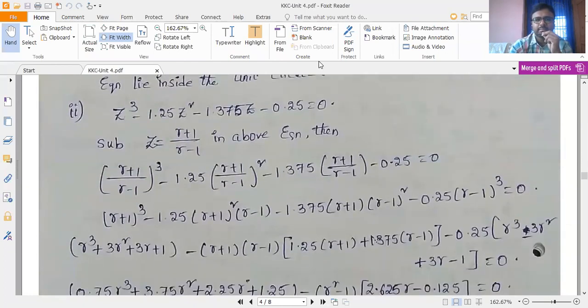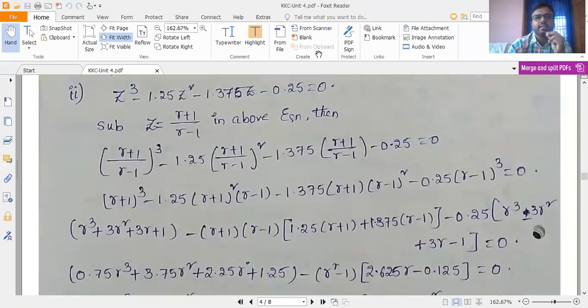So let us go through the problem. This is the statement of the problem. This is the characteristic equation we have: z cube minus 1.25 z square minus 1.375 z minus 0.25 is equal to 0.